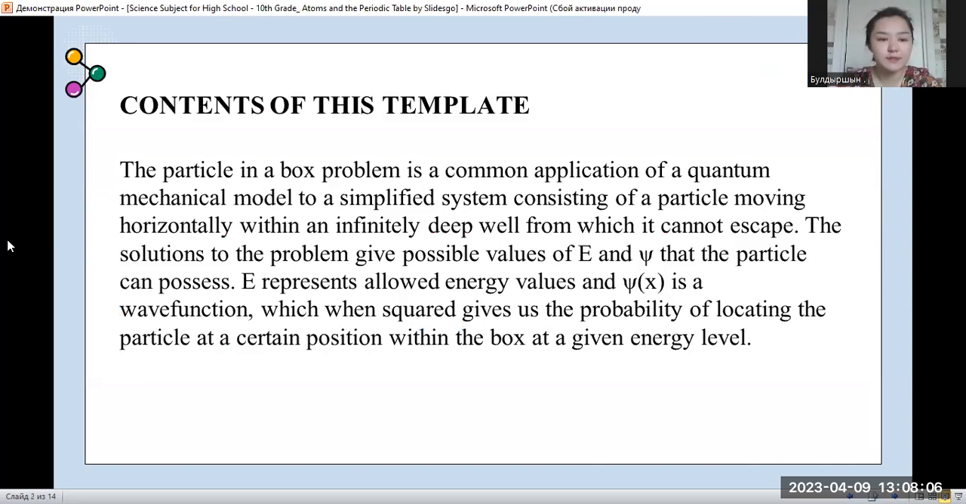The content of this template: the particle in a box problem is a common application of the quantum mechanical model. The system consists of a particle moving horizontally within an infinitely deep well from which it cannot escape. The solution to the problem gives the possible values of E and psi that the particle can possess. E represents the allowed energy values, and psi is a wave function which, when squared, gives the probability of locating the particle at a certain position within the box at a given energy level.